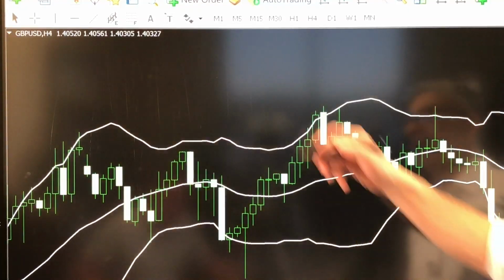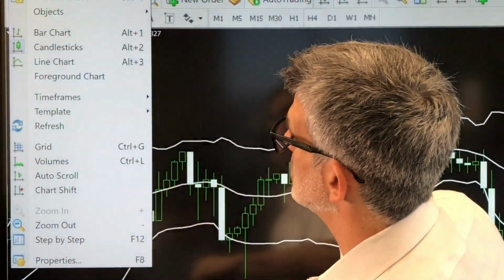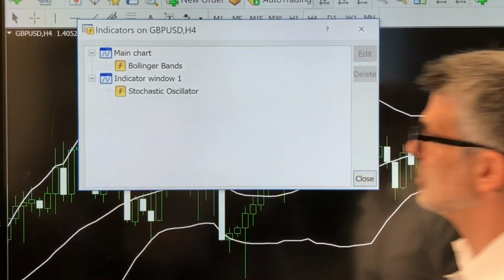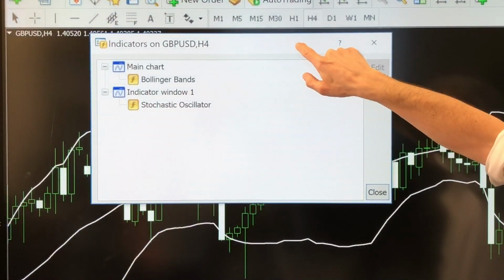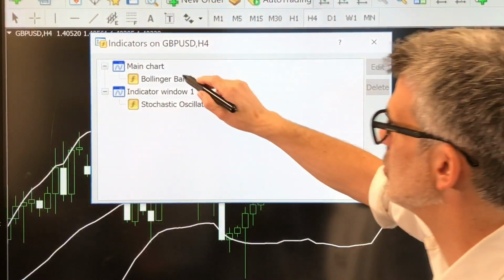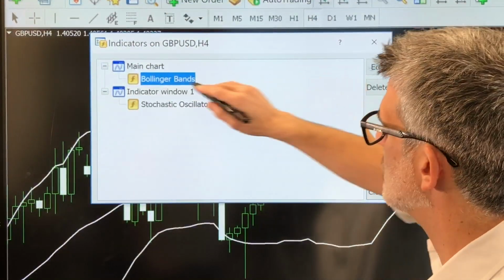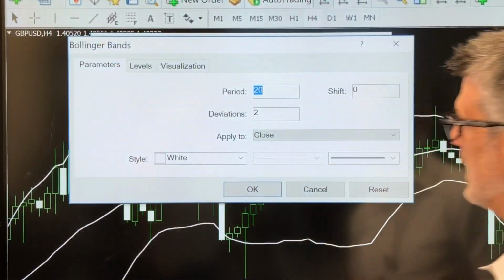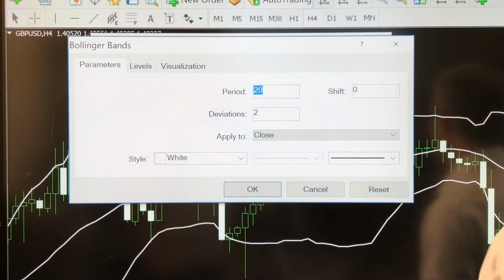First, we're going to click on the Charts window and Indicators list. And that should pop up a little box that shows us the indicators that we have on our charts. Bollinger Bands is the first one. I'm going to highlight it and then click Edit. Now we're going to do something that most people will never teach you to do.